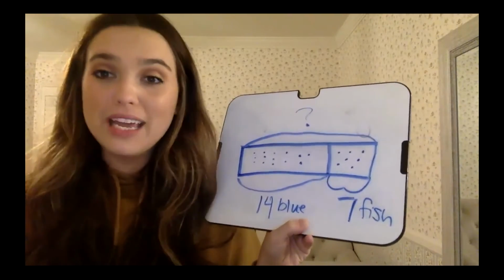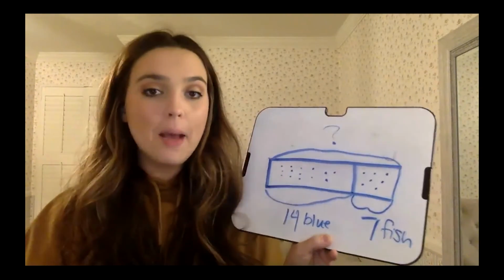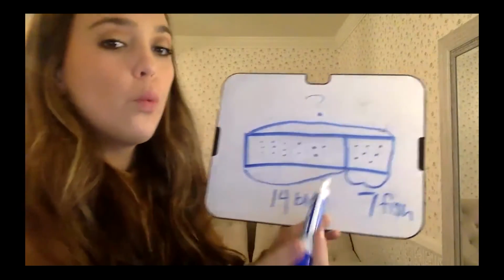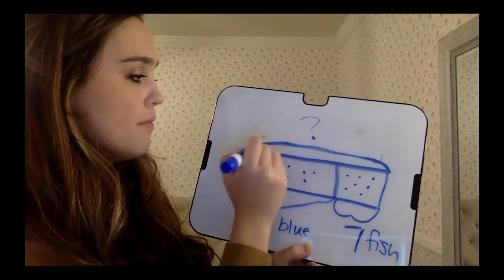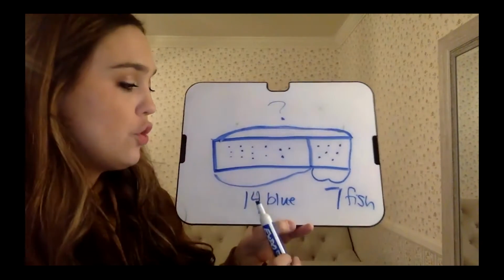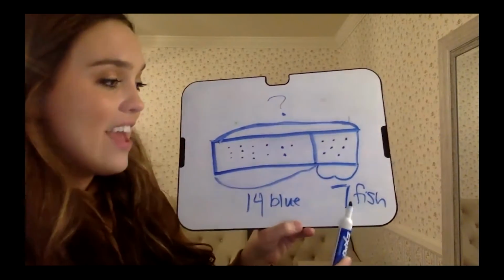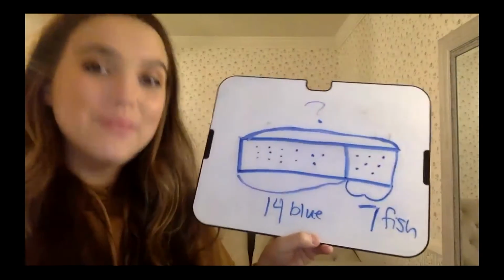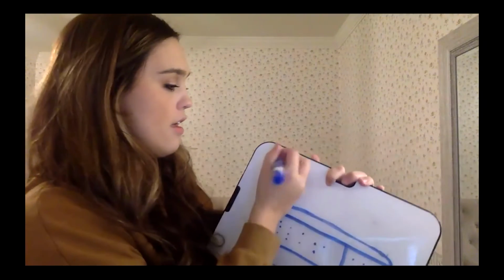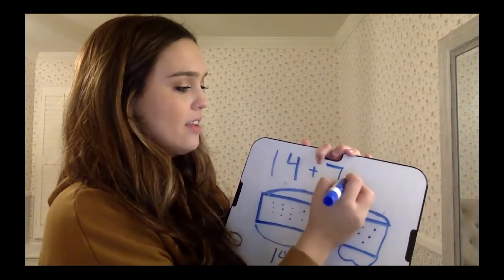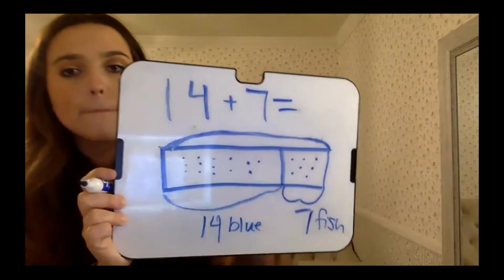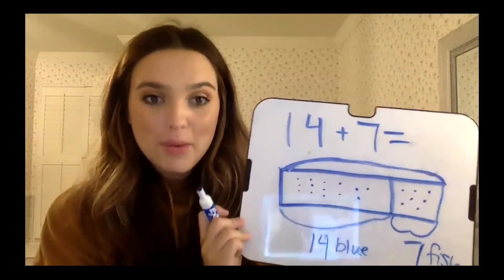All right, number 3, the third step is write a number sentence. So we know in order to get this whole number, we are going to have to add this and this, correct? Yeah, we're going to have to add those two numbers together. So our number sentence would look a little bit like this. 14 plus 7 equals. So this would be our number sentence.